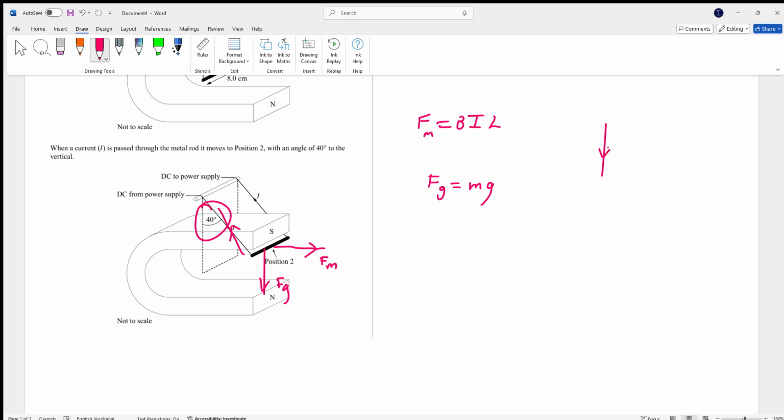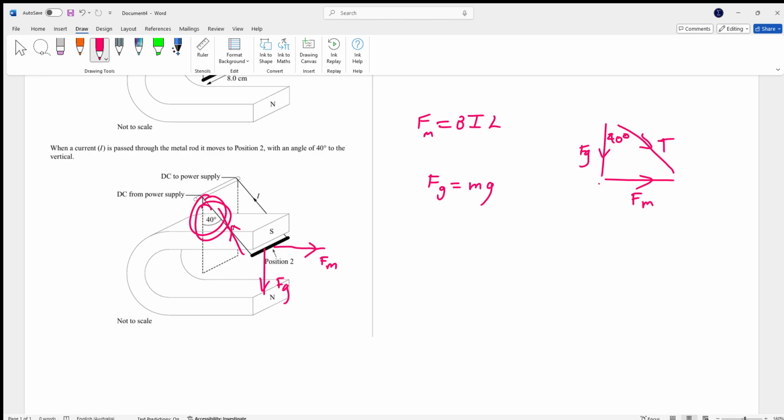So you've got the force due to gravity going down. You've got the magnetic force going this way, and therefore you probably have that tension force going this way as well. So this puts us all into one diagram. Now, the angle here is 40 degrees. So we've got everything we need to put it all together.